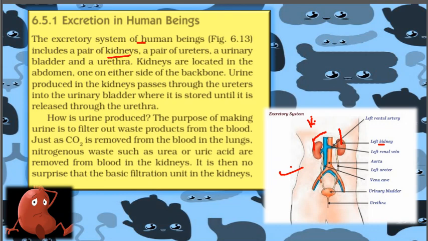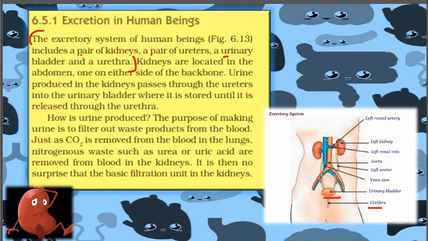Then a pair of ureters. Here you can see the left ureter and this is the right ureter. Clear? Then a urinary bladder. You can see over here this is the urinary bladder. Then a urethra. So these all are the main parts of our excretory system, and you have to learn these names also. This was also asked in your UT paper, and you already wrote it. Yes, so students, learn this.